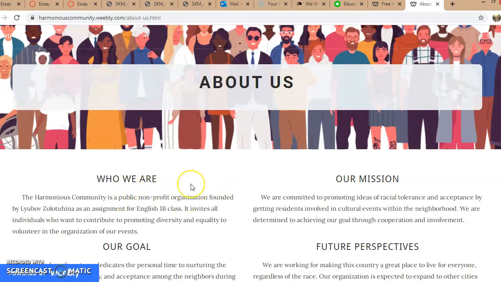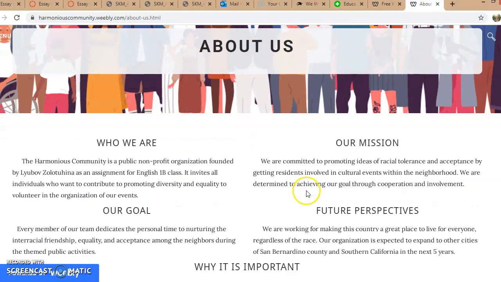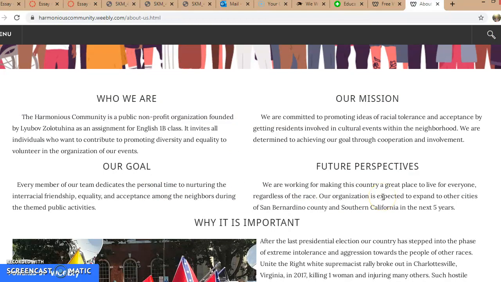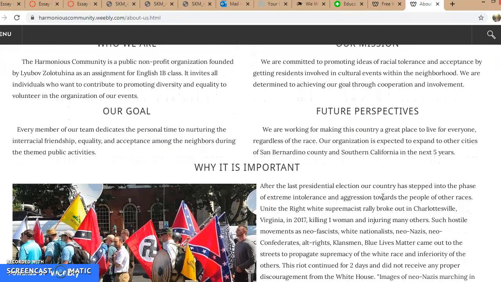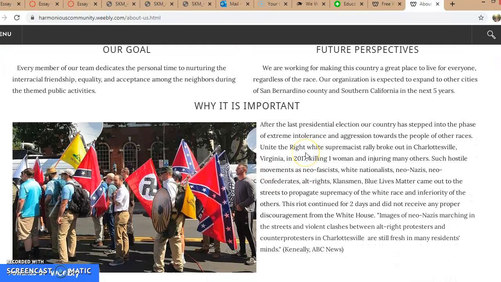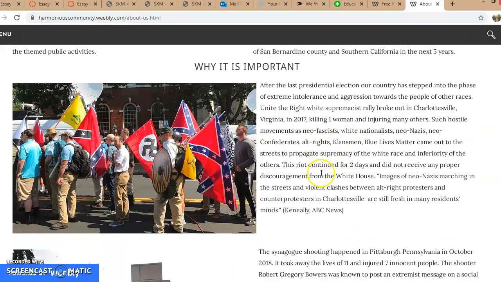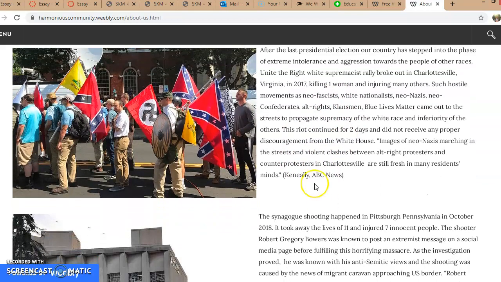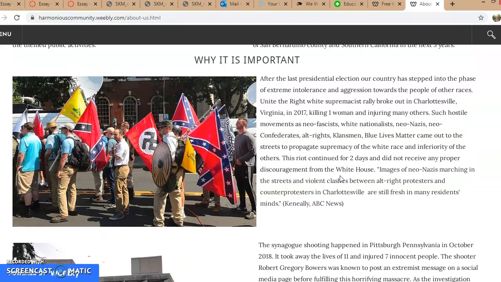So, who we are, our mission, our goal, future perspectives on this issue, why it's important, right? This is where she starts including her sources. ABC News is a popular source, but this is just one of the peripheral sources that she uses. One of the things I mentioned to her in my feedback was that there's no introduction and explanation after the quotes used.